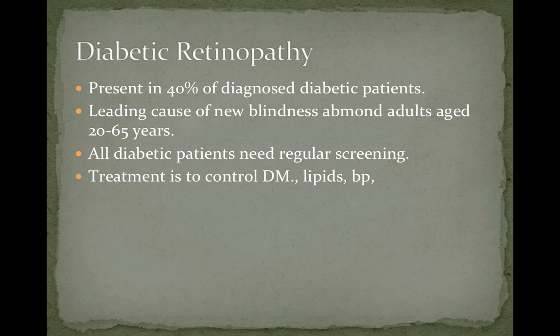Diabetic retinopathy is a loss of vision and a leading cause of blindness for patients between 20 and 65, especially when they're diagnosed with diabetes. It's present in about 40% of all diabetic patients. They need regular screening, and the best way to control retinopathy is to control their diabetes, make sure that they have good cholesterol numbers, and make sure that their blood pressure is controlled.